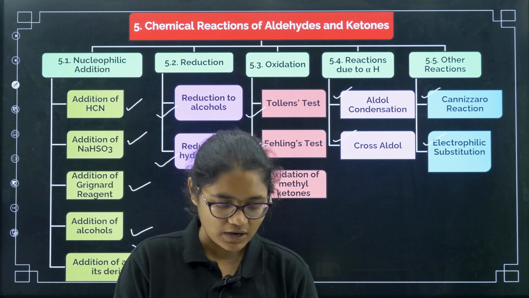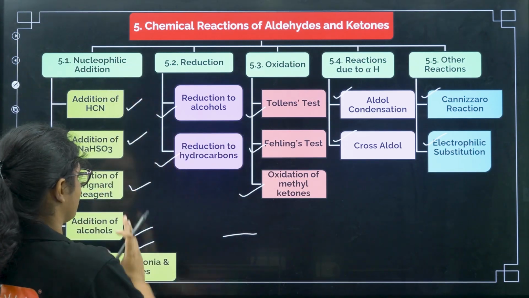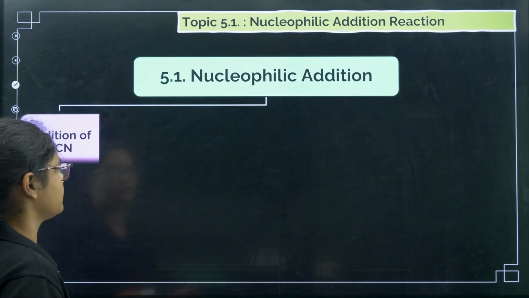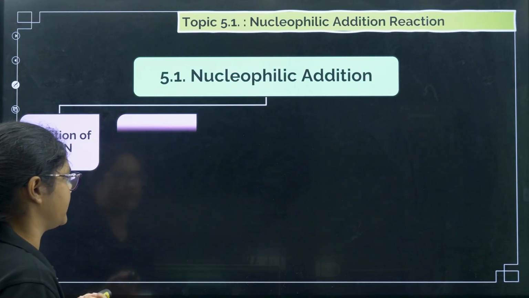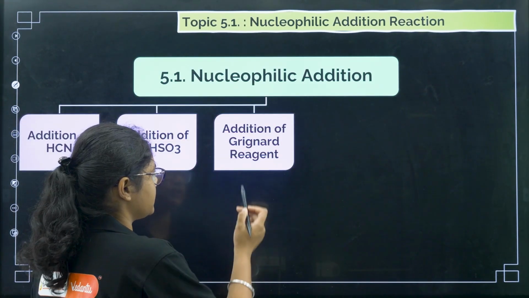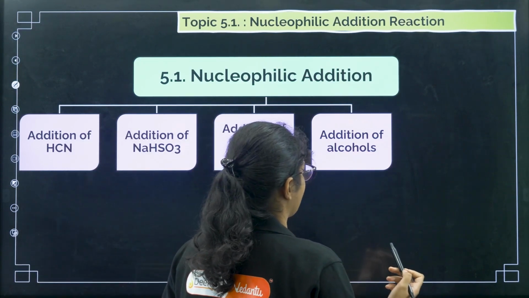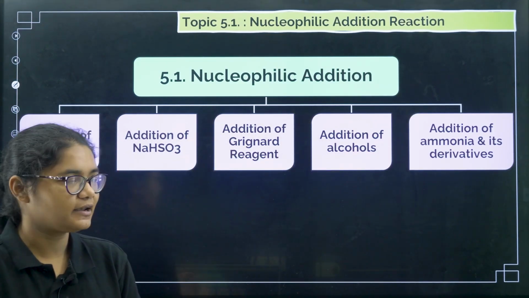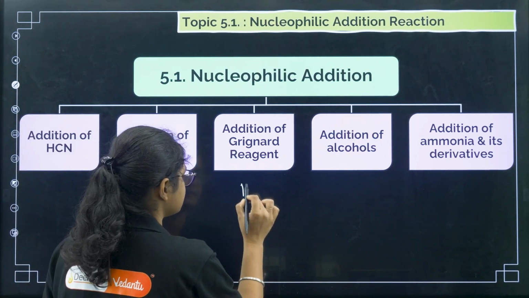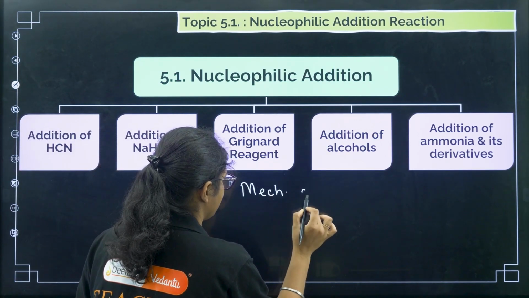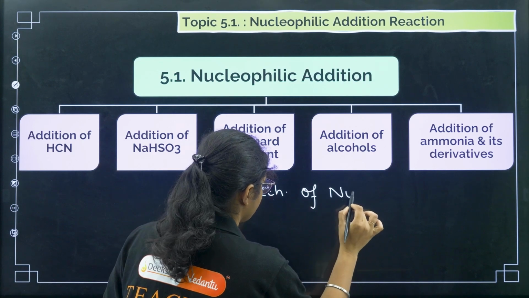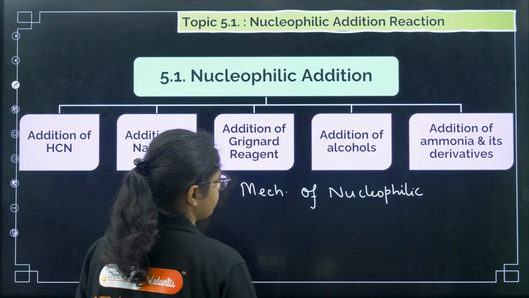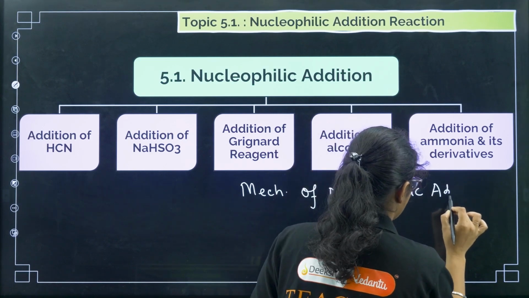Okay. So now let's get started with the first part, that is nucleophilic addition reaction. Okay. So as I told you, we have types of addition: addition of HCN, addition of NaHSO3, addition of Grignard reagent, addition of alcohols, and addition of ammonia and its derivatives. So here let me just explain to you the mechanism of nucleophilic addition reaction.